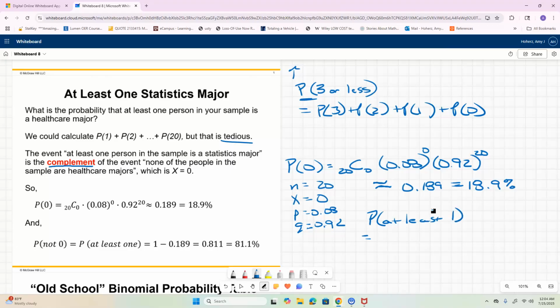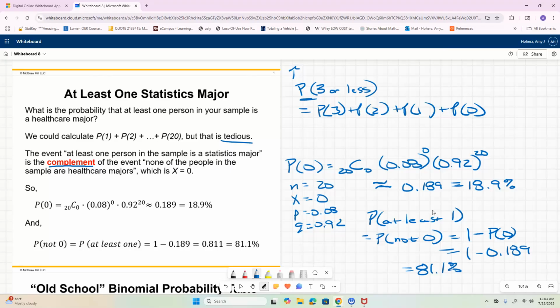And now, if we want to know the probability that you have at least one, that would be the same thing as the probability of not 0, which by the complement formula or the complement definition means we could take 1 minus the probability that there's 0, which we already calculated as 0.189. So the probability that we get no students out of our 20 is 18.9%, so the probability that we get at least one is 81.1%.